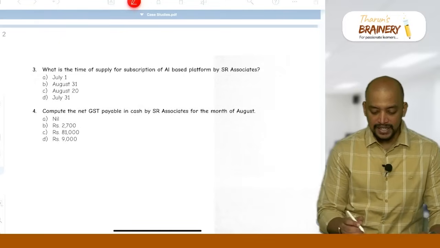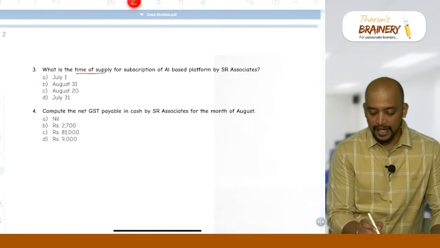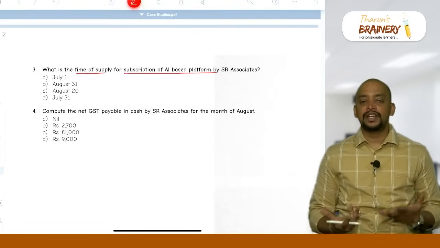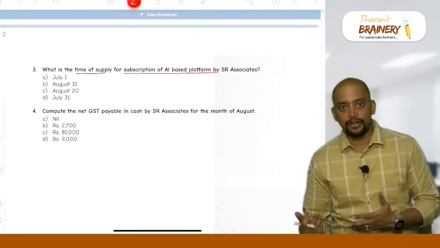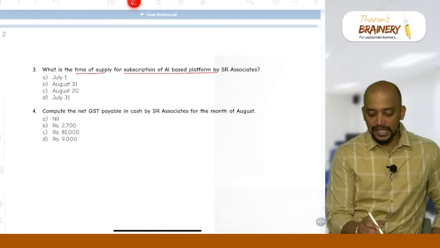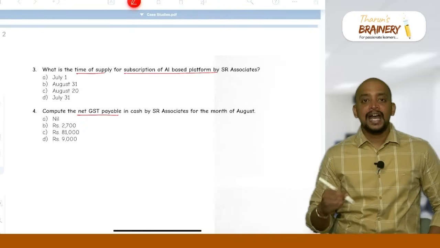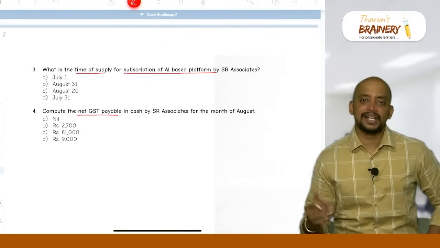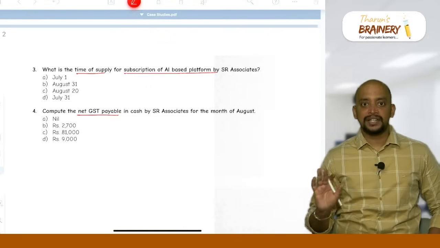Then the next question is related to time of supply for subscription of an AI based platform. There is one paragraph related to some AI based platform services they received. What is the time of supply for that, and compute the net GST payable. As there is net GST payable, definitely output tax, input tax, everything we need to see, and we need to arrive at the net GST payable.